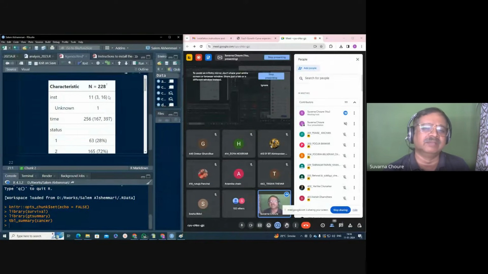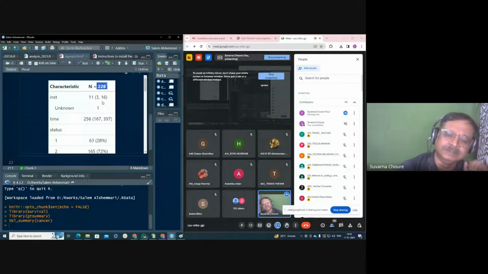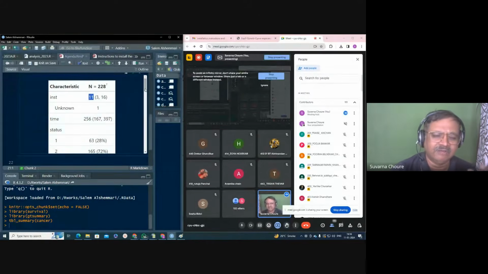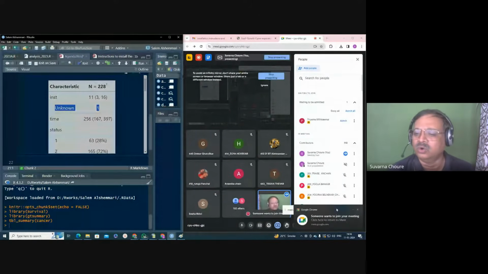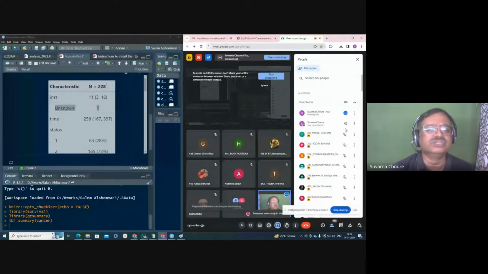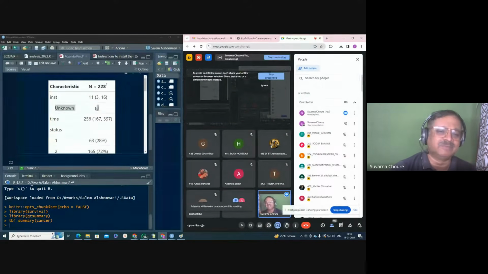Okay, this is the summary table. Characteristic means variables. N is 228. 228 patients are observed in this study. Institute, that institutional ID is there. 11 institutes supplied, provided those patients. One unknown is there, that we don't know which institute sent that patient to us.